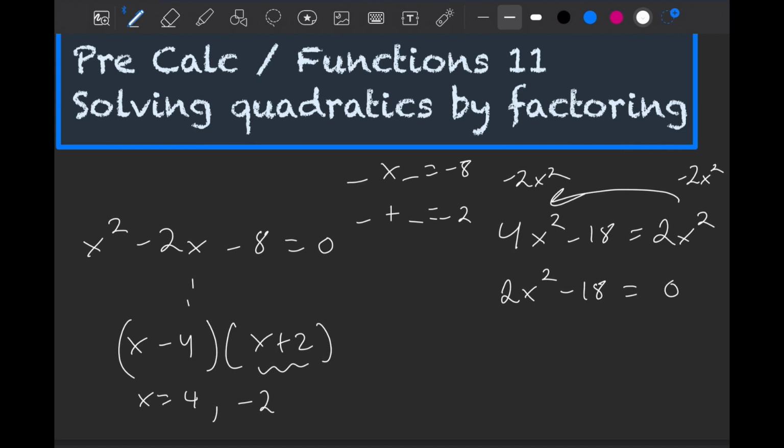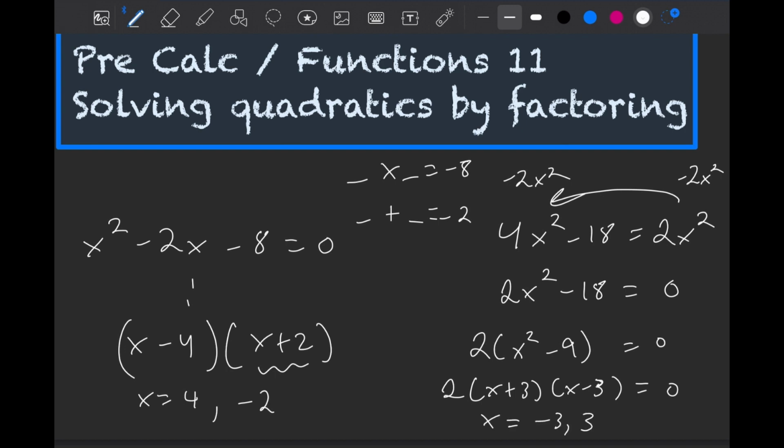And then I can factor out a 2 from both of these, and I'll be left with x squared minus 9, which is like a perfect square. So that's going to end up being our difference of squares factoring, where it's x plus 3, x minus 3. And then setting that equal to 0 would be when x is equal to -3 or plus 3.